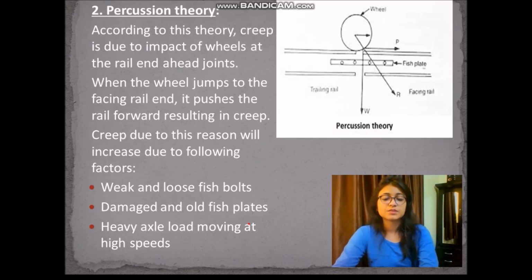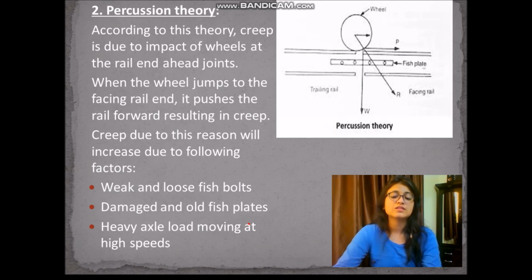Second is the percussion theory. So according to this theory, creep is due to impact of wheels at the rail ends ahead of joints. So according to this theory, creep, that is the longitudinal movement of the rail, occurs due to the impact of the wheel at the rail end ahead of the joint. So we know there is an expansion gap provided at the rail ends. इसकी वजह से the wheel has to take a jump. तो when it takes this jump, an impact is caused on the end of the forward, the coming rail. इसकी वजह से the rail is pushed forward.